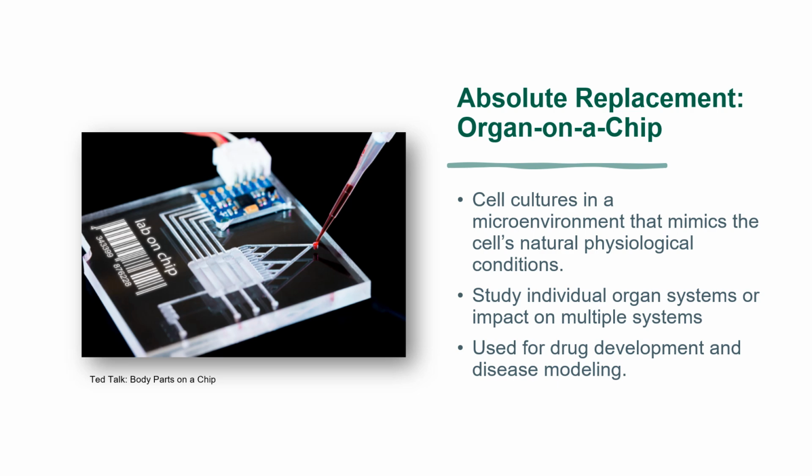One example of an absolute replacement is organ on a chip. With organ on a chip, cells are cultivated on a silicone chip to create miniaturized organ systems that mimic an organ's oxygen levels, nutrient gradients, biochemical cues, and other natural physiological conditions. Scientists can use these chips to study how organs function, respond to drugs, and interact with each other without using animals for testing. This technology already has applications in drug testing, disease modeling, and personalized medicine.